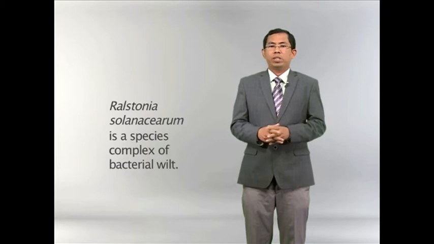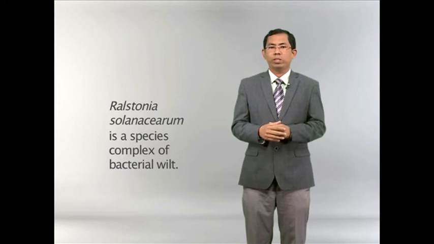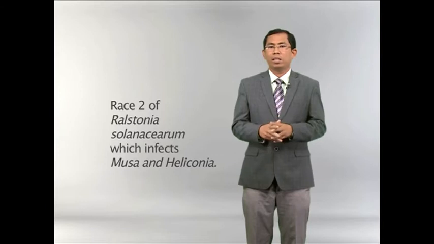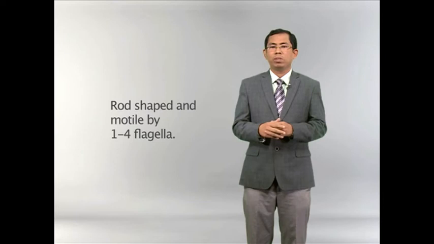Now coming to the pathogen. Ralstonia solanacearum is a species complex of bacterial wilt. Moko disease is caused by race 2 of Ralstonia solanacearum, which infects Musa and Heliconia. Cells of the bacterium are rod-shaped and motile by 1 to 4 flagella. They are gram-negative.